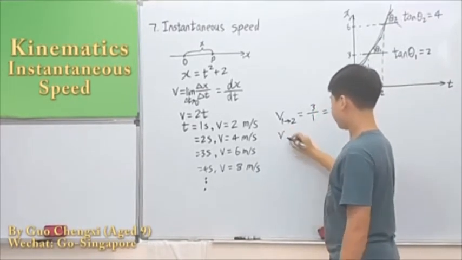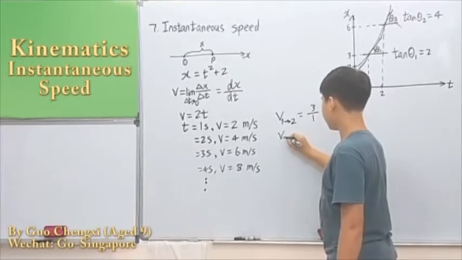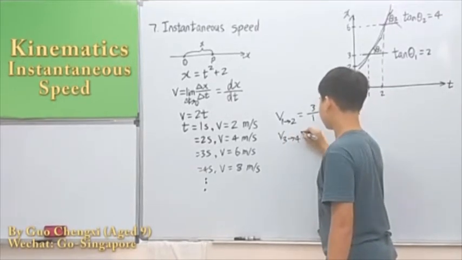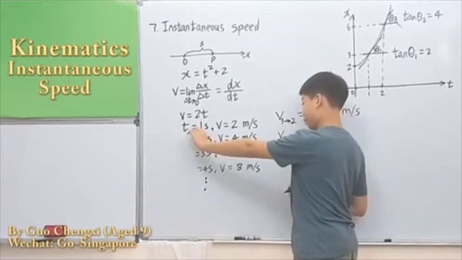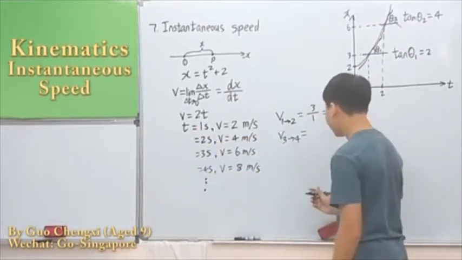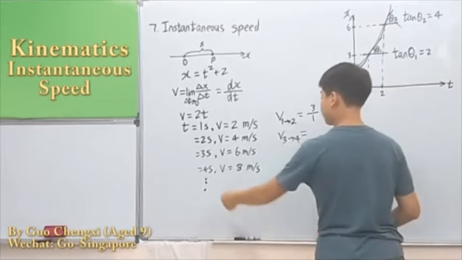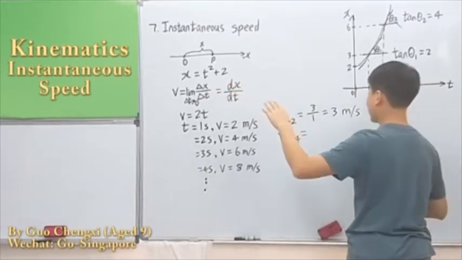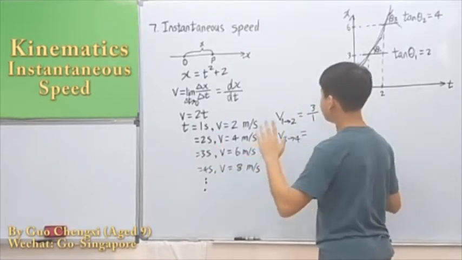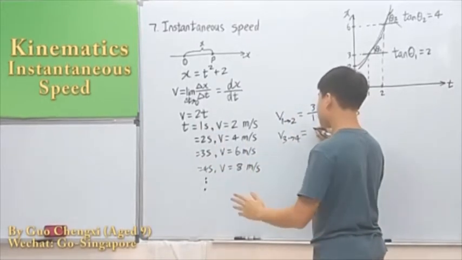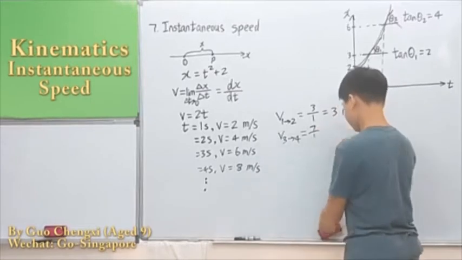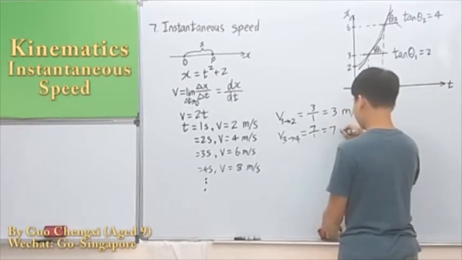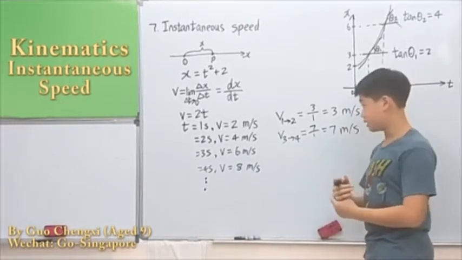Then what if this part is from 3 to 4? We can have 1 to 2, we can have 3 to 4, different kinds like those. So when this part is 4, you substitute it inside, you'll get 18. Then 3, you put it inside, you get 11. So it is 7 over 1, which is just 7 meters per second.